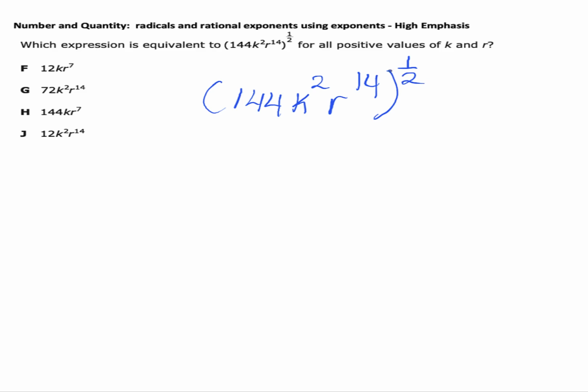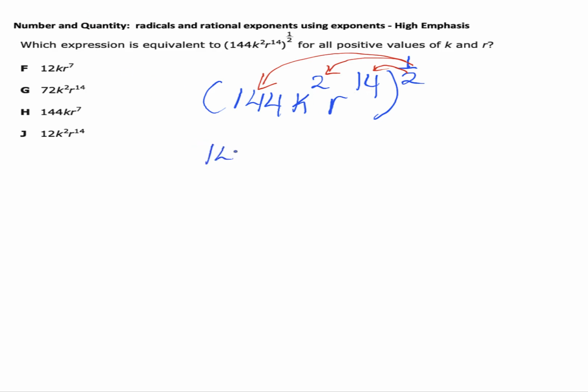Now our brains don't really like our exponents to be fractions, but that's okay. The first thing is that this half has to be distributed to everything in the parentheses. So the 144 is going to get the half, the k squared is going to be raised to the half, and the r to the 14th is going to be raised to the half.